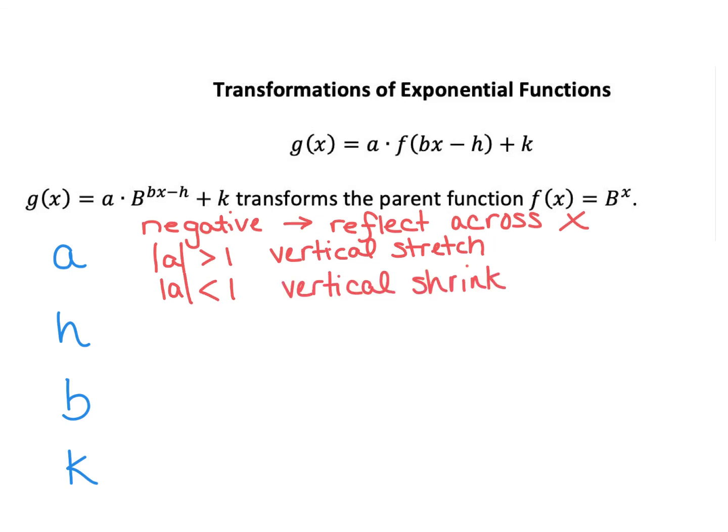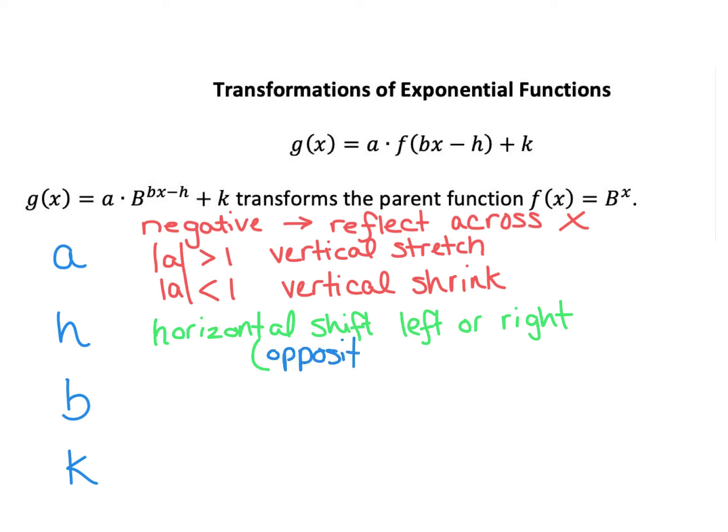H, which is something that's added or subtracted onto our x value in our function, so you'll see it up here in the exponent spot, is always a horizontal shift or translation left or right. And if you remember, whatever happens to our x value, or horizontal shifts and stretches and shrinks, they always work opposite of what we think.